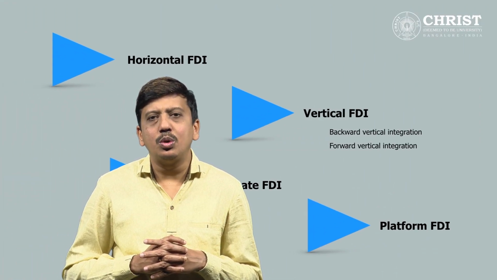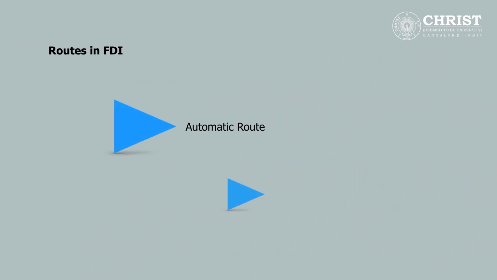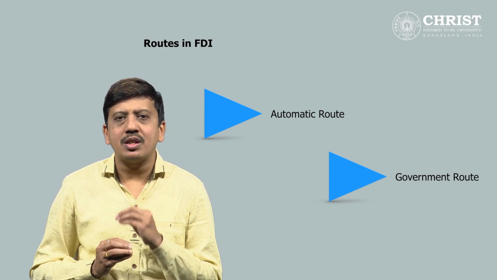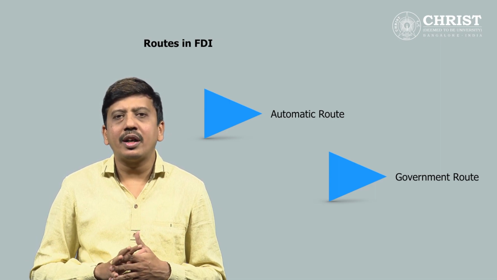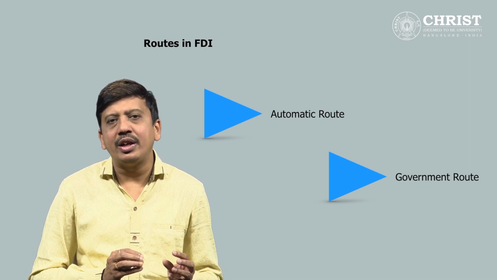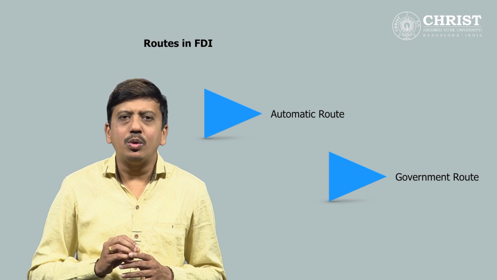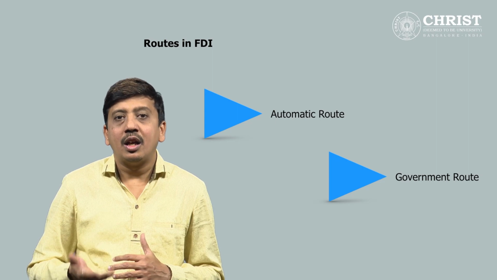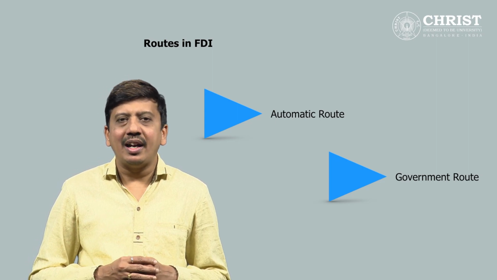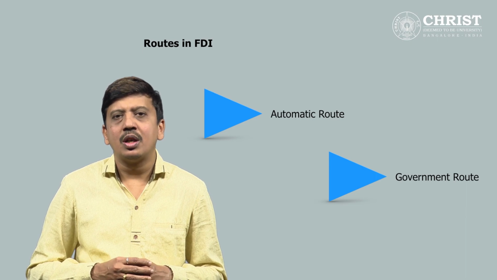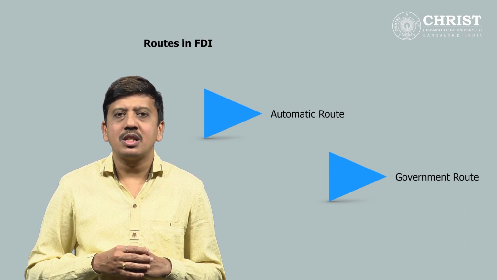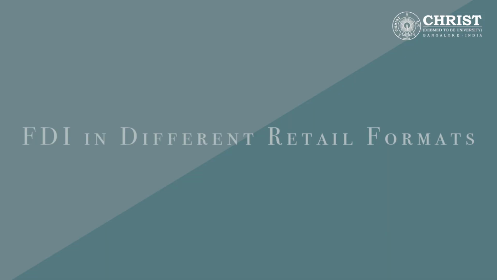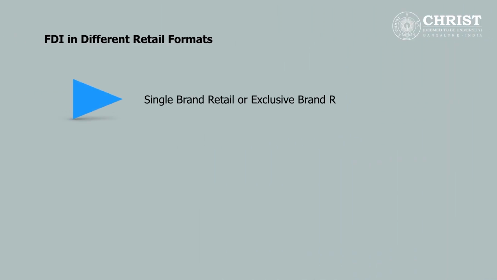Next we will discuss the two routes available in FDI: automatic route and government route. Automatic route means the entry route through which investment by a person resident outside India does not require the prior approval of the Reserve Bank of India or the central government. Government route is the entry route through which the investment by a person resident outside India requires prior government approval, and foreign investment received under this route shall be in accordance with the conditions stipulated by the government in its approval.